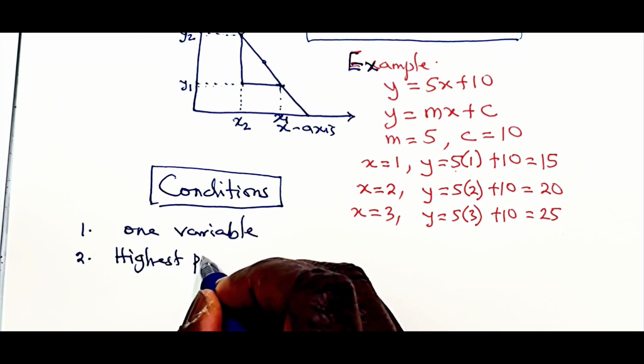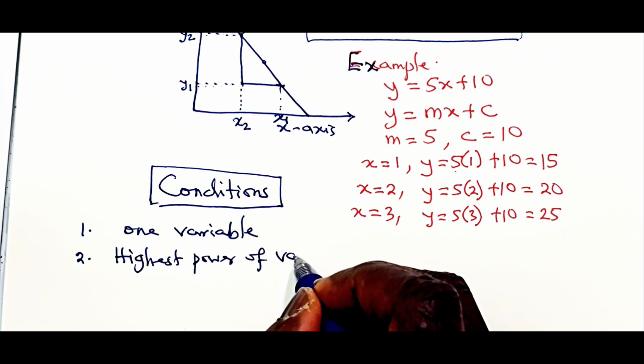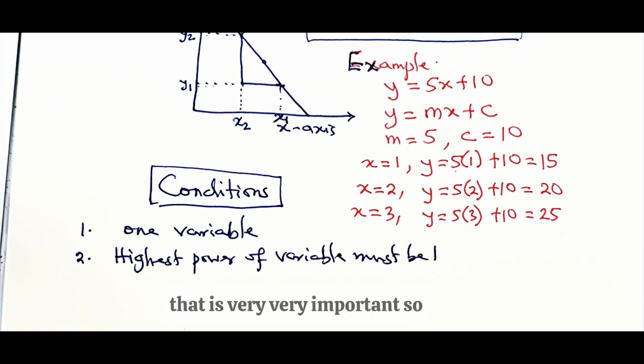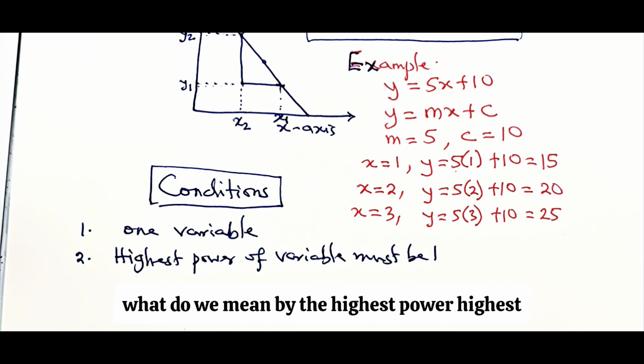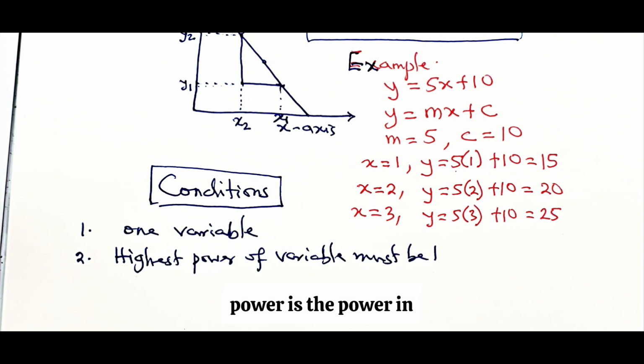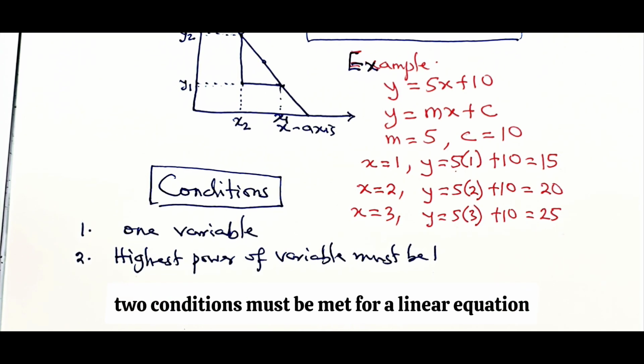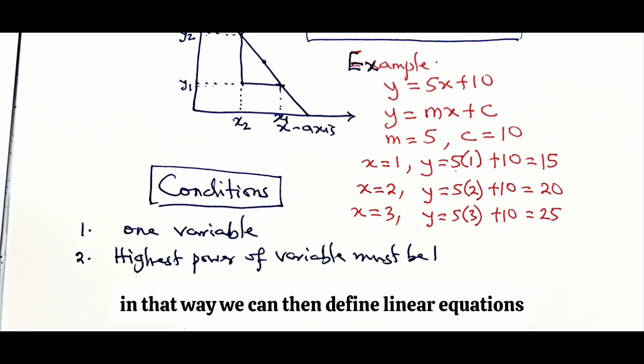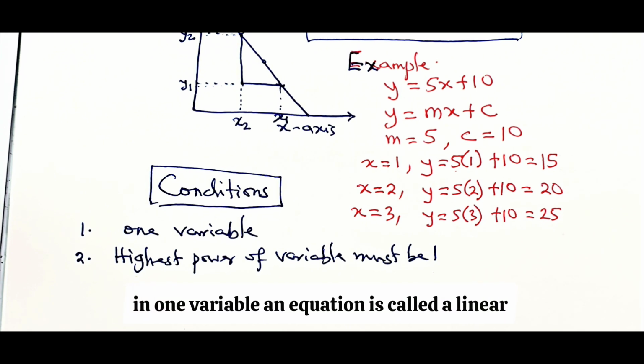The highest power of variable must be 1. That is very, very important. So what do we mean by the highest power? Highest power is the power in which that variable is raised to. So these two conditions must be met for a linear equation in one variable. In that way, we can then define linear equations in one variable.